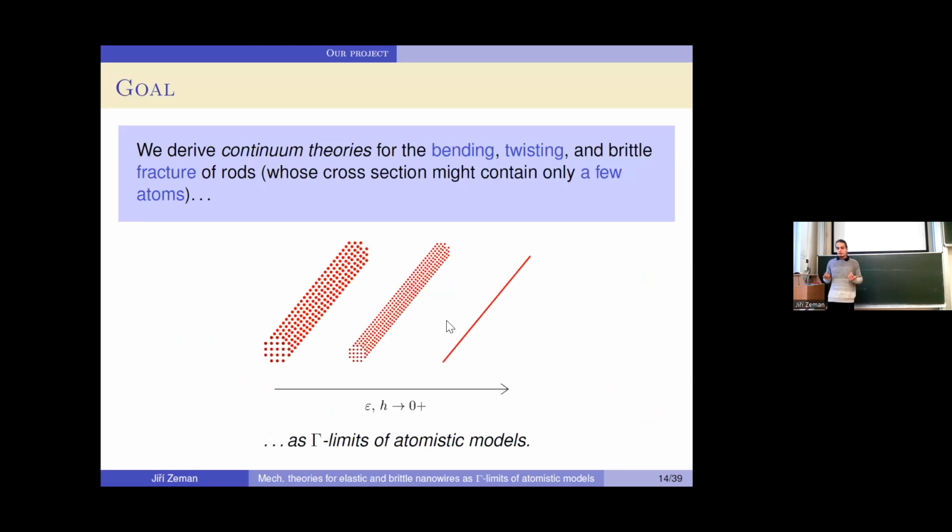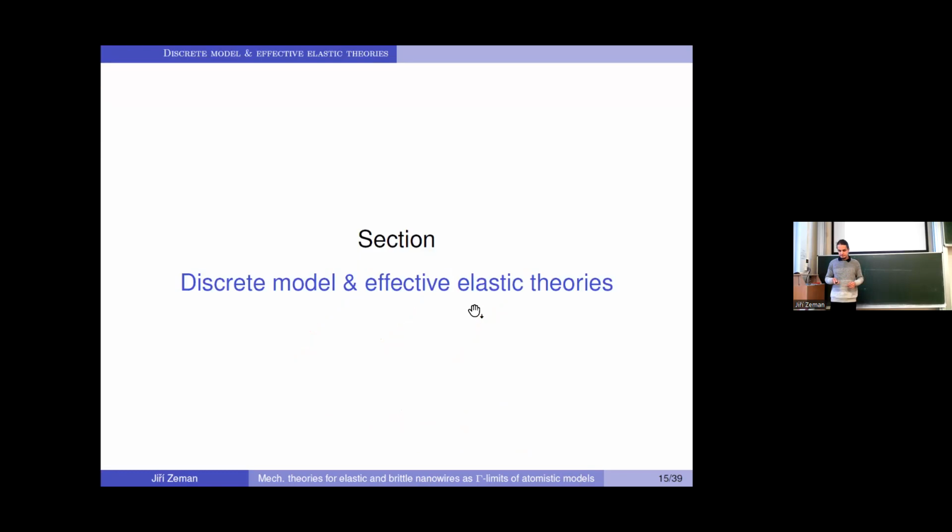Now, in a nutshell, we derive continuum theories for the bending, twisting, and brittle fracture of rods in 3-dimensional space, whose cross-section may contain only a few atoms. We do this by sending the interatomic distance and thickness simultaneously to 0. Now let me describe the discrete model that we start from, and also the effective theories in pure elasticity, that is, without fracture.